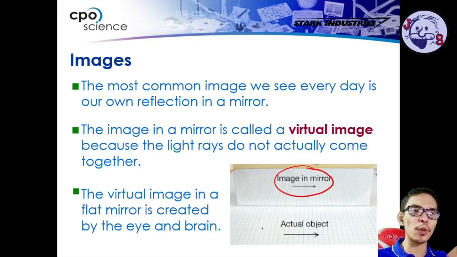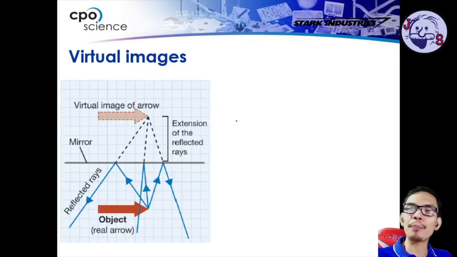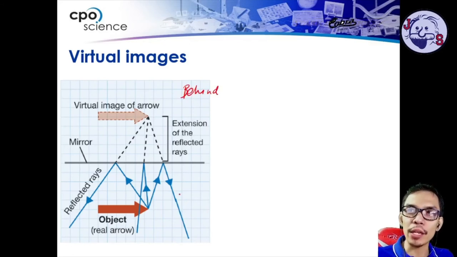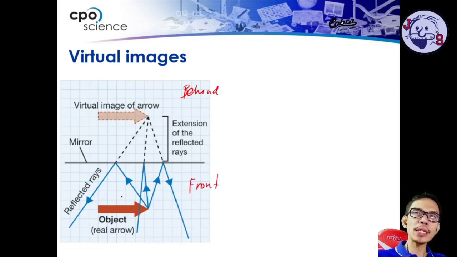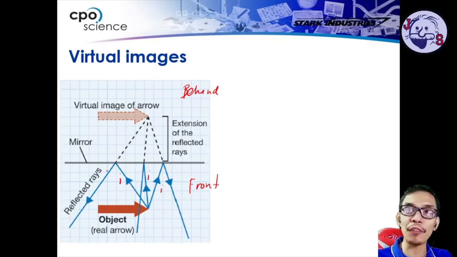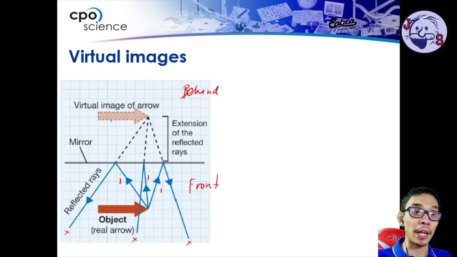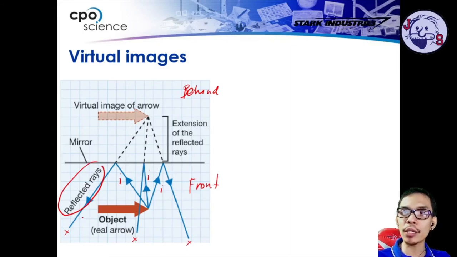So how does it work? As you can see here, we have two sides of the mirror. This is behind the mirror, and this one is in front of the mirror. All the incident rays go to the mirror and are reflected. As you can see, it follows the law of reflection: angle of incidence is equal to the angle of reflection. So we have it right here, over here, and right here as well. As you can see, none of the reflected rays come together. None of the reflected rays intersect with one another. If they don't intersect, therefore there will be no image formed.